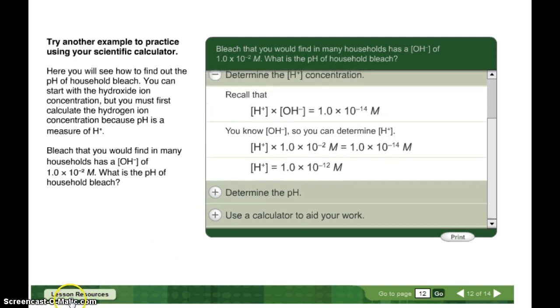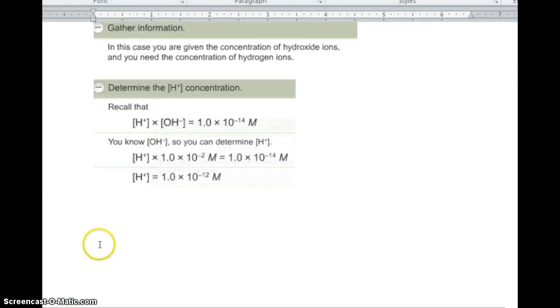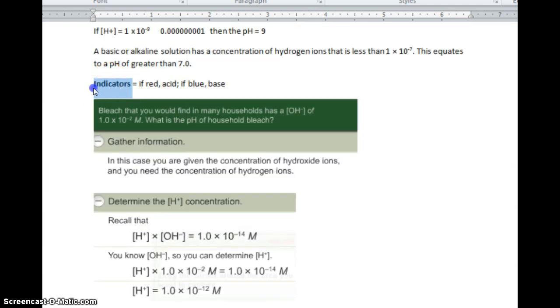All right, so let's add this to our notes. So I just copy pasted the problem into our notes, and then I also added from before that indicators. If they're red, it's an acid. If it's blue, it is a base.